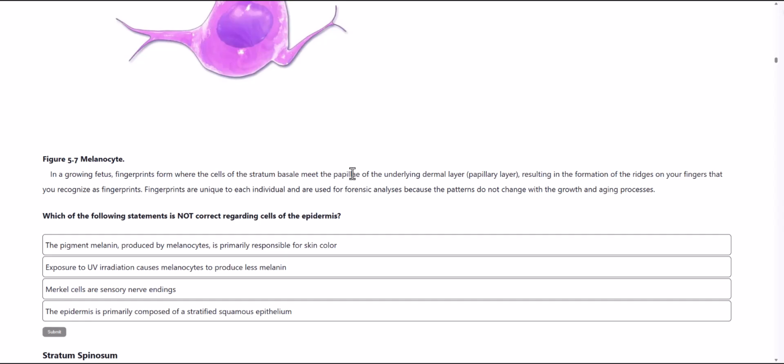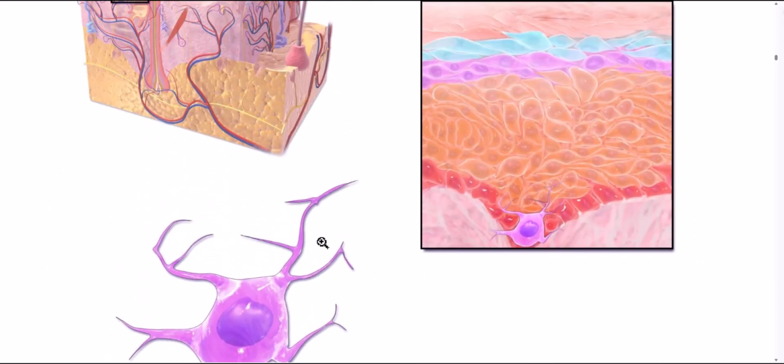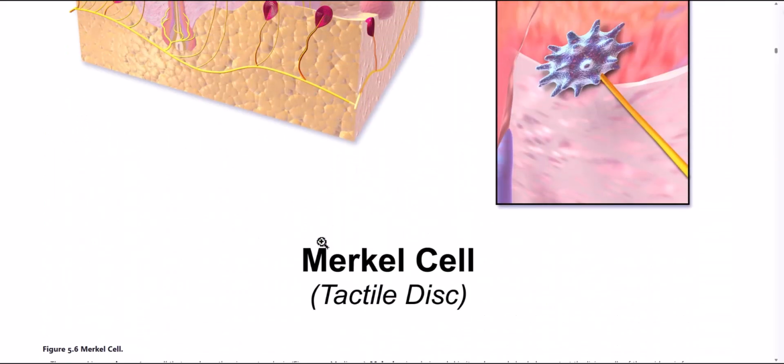It's also in the stratum basale where it meets the underlying basement membrane and the dermis, and it's in this layer that we get our fingerprints. So the formation of the ridges on your fingers, which is completely random, completely unique. No one has exactly the same fingerprints, but that is caused from how the dermis and the epidermis come together. In fact, let's go back up and let me show you that just to make more sense of what I'm saying.